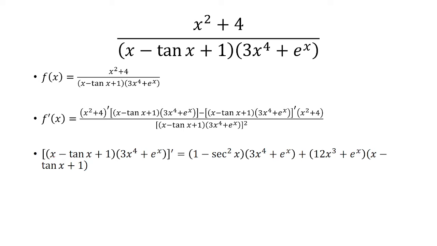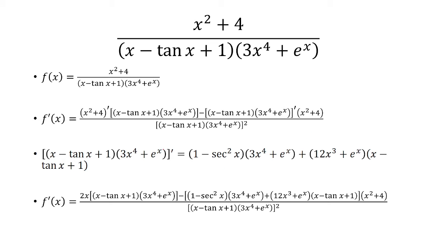So first take the derivative of x − tan x + 1. The derivative of x is 1, and the derivative of tan x is sec²x. Then we're going to multiply that by the second function, 3x⁴ + eˣ, plus the derivative of 3x⁴ + eˣ, which is 12x³ + eˣ. Multiply that by the first function, which is x − tan x + 1.